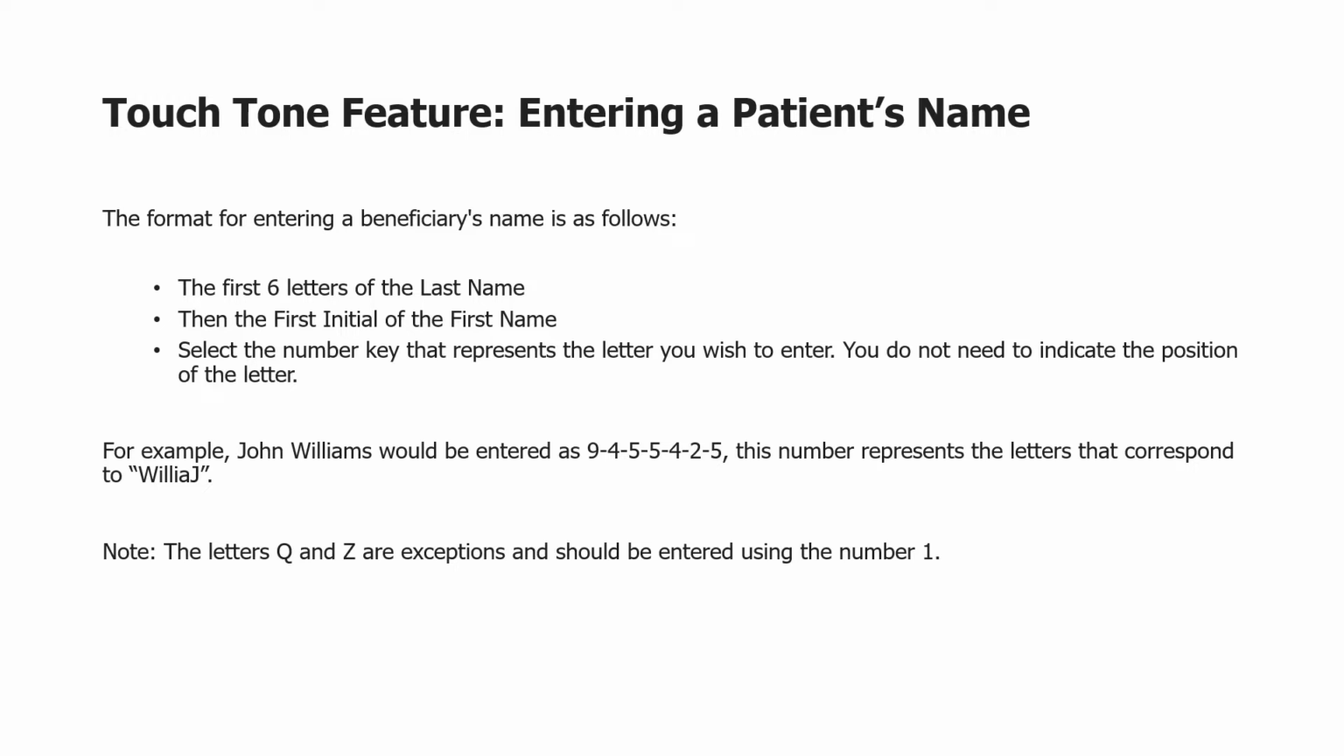The format for entering a patient name is different from PTAN and member ID number. First, you need to enter the first 6 letters of the last name, then the first initial of the first name. Select the number key that represents the letter you wish to enter. You do not need to indicate the position of the letter. For example, John Williams would be entered as 9455425. This number represents the letters that correspond to Willia, J. The letters Q and Z are exceptions and should be entered using the number 1.